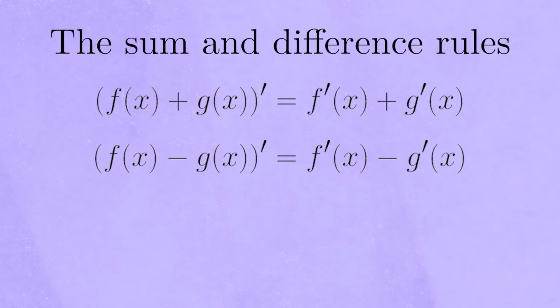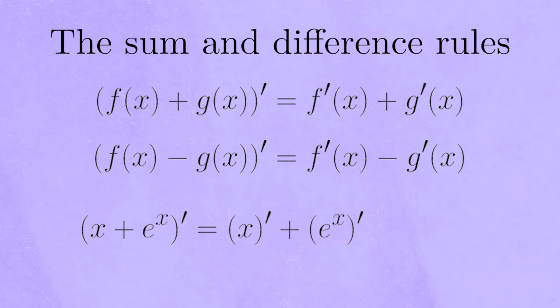We also want to be able to differentiate the sum, difference, product, and quotient of different functions. The first two of these are easy. The derivative of the sum is the sum of the derivatives, and the derivative of the difference is the difference of the derivatives. These are called the sum and difference rules respectively. As an example, the derivative of x plus e to the x is the derivative of x plus the derivative of e to the x, which is 1 plus e to the x.